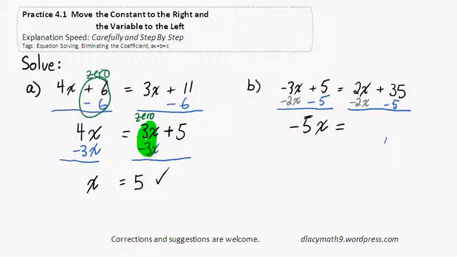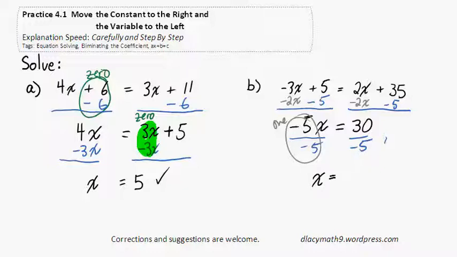They're gone. -2x and +2x is 0. What about 35 minus 5? Well, that's just 30. I'm not quite done. I need to make a 1 by dividing both sides by -5. And so this becomes a 1 here, and I'm left simply with x on the left.